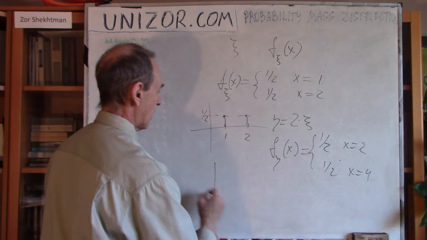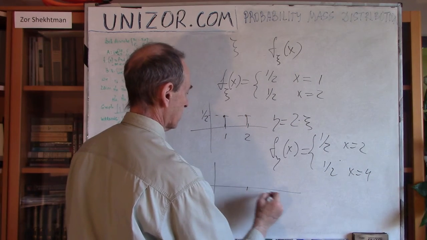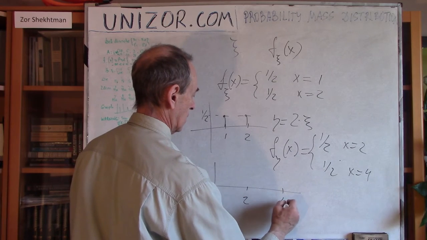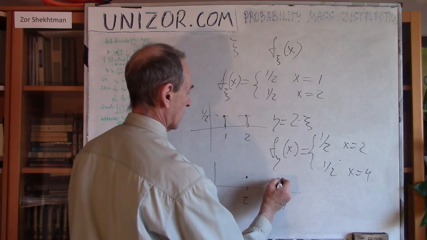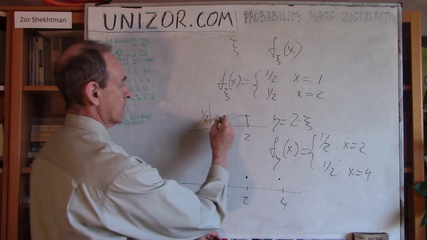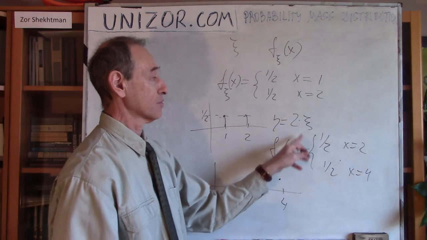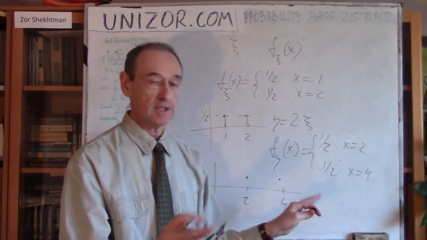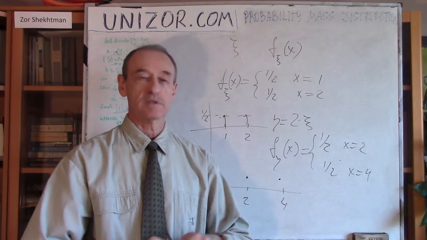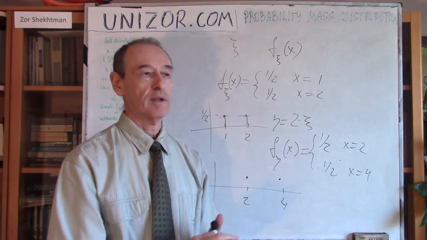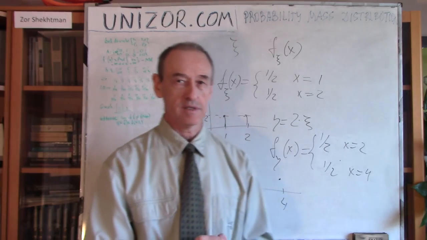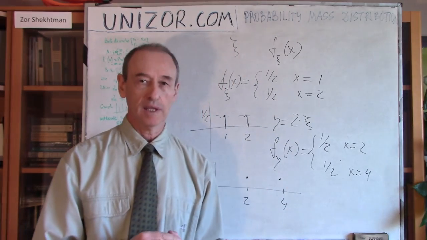So what would be the graph? It will be a new graph, which is at 2 and 4, and it will also be 1/2 and 1/2. So from this function, we go to this function. We are not multiplying the function by 2, because it's a completely different variable, completely different distribution. So I'm just warning you that these nice rules are not necessarily blindly applicable.